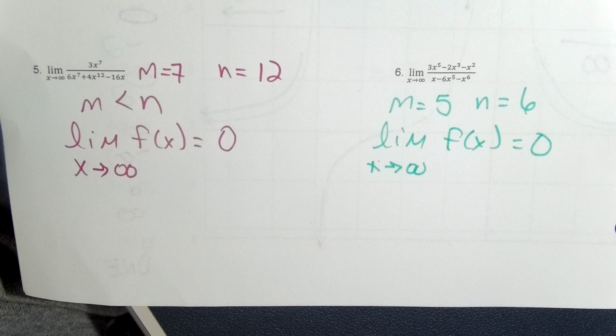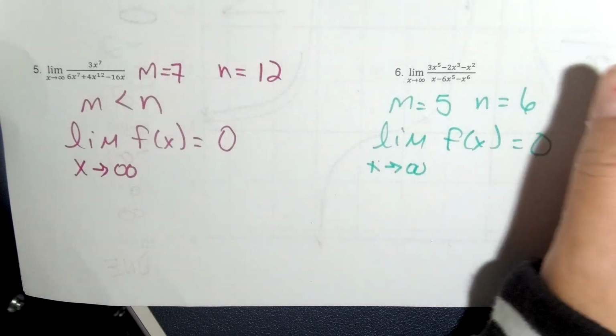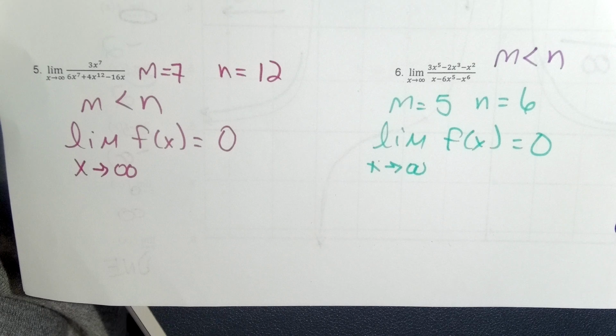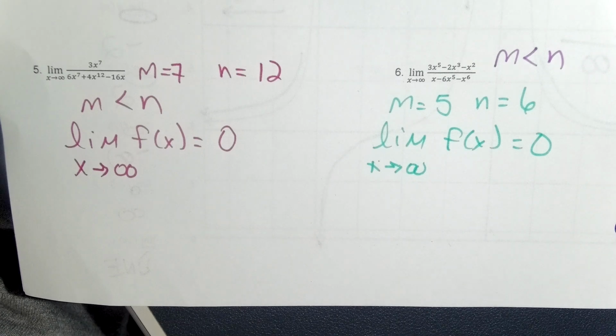Why is it not D and E? Somebody tell me why that's not D and E. Oh, I forgot to write the thing. M is less than N. That's why. So look at your 5 is less than 6, right? Do you see that along? Look at your rule, is it number 2 or is it number 3? Number 3. Number 3, okay?